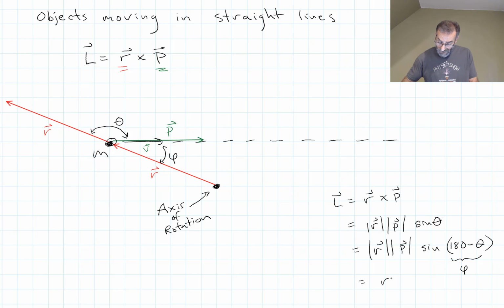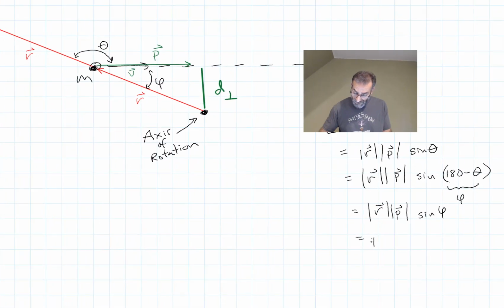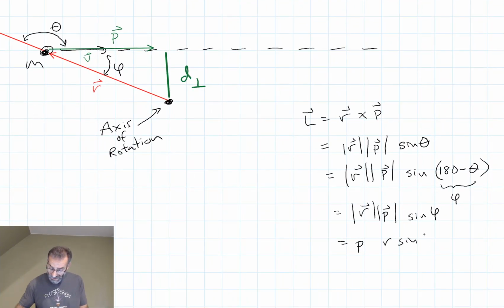So I've got here R, the magnitude of R, the magnitude of P, and the sine of this angle. Well, what is R times the sine of that angle? R times the sine of this angle is this distance right here. I'm going to call this D perpendicular, the perpendicular distance from the line of the momentum to the axis of rotation. So this is P times R sine of our angle, and I'm going to call that D perpendicular. So this is MV D perpendicular.